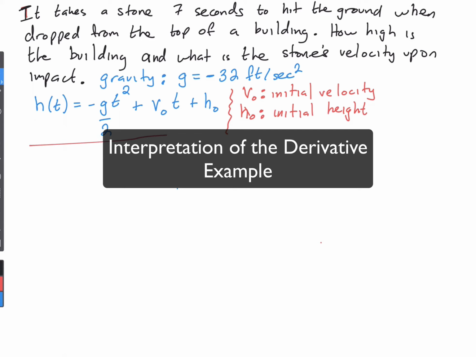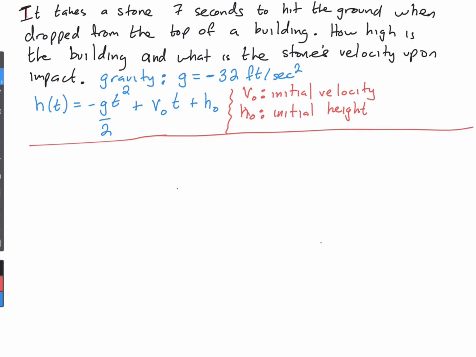Okay, so here we're given very little information, but we're given some information. We're told that it takes 7 seconds to hit the ground, but there are a lot of letters here that we don't really know. Well, we know what G is, right? Let's do this. So let's try to plug in as much as we can. So if G is minus 32, then this would be minus 16 T squared. You guys agree? Okay.